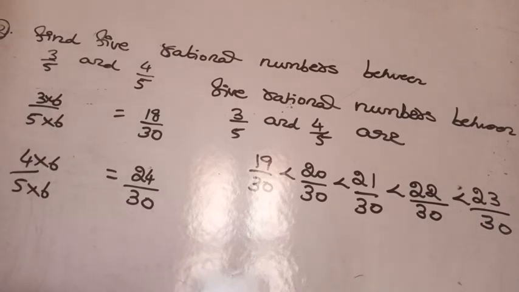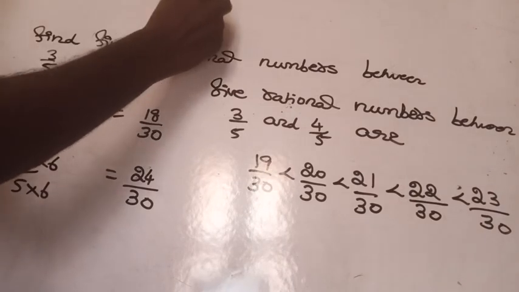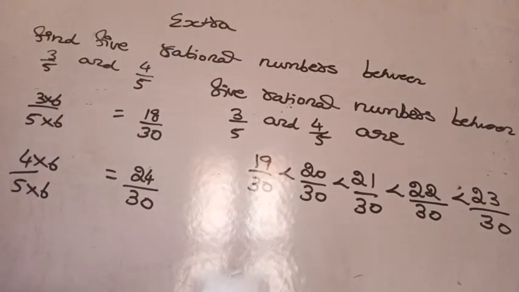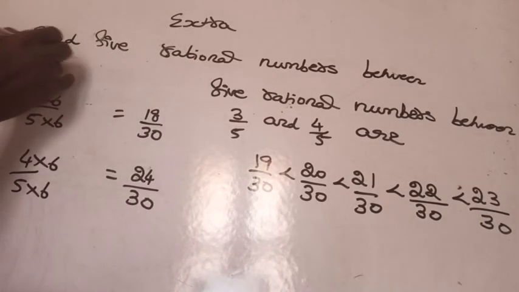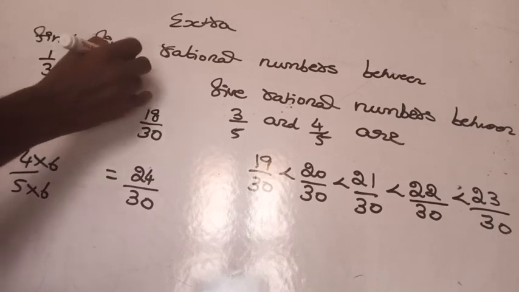I will give one more example with a different denominator. I am going to take the same question only. It is an extra question. It is not in your exercise. Find 5 rational numbers between 1 by 3 and 1 by 2.